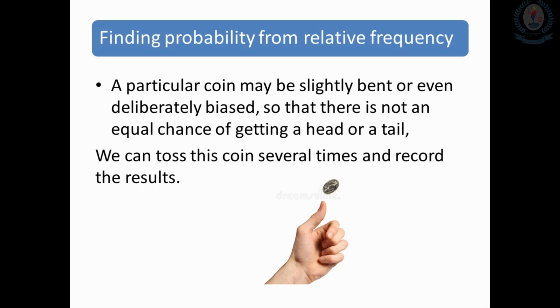Now we're going to find probability from relative frequency. We have assumed that if you toss a coin, it is equally likely to land head up or tail up, so we can say head up is 1/2. That means only 2 chances are there. Coins like these are called fair or unbiased. Most coins are likely to be unbiased, but it is not necessarily true of all coins. A particular coin may be slightly bent or even deliberately biased, so that there are unequal chances of getting a head or a tail. The only way to find out if a particular coin is unbiased is to collect some information about how it behaves when it is tossed. So we can do this by tossing it several times and recording the result.